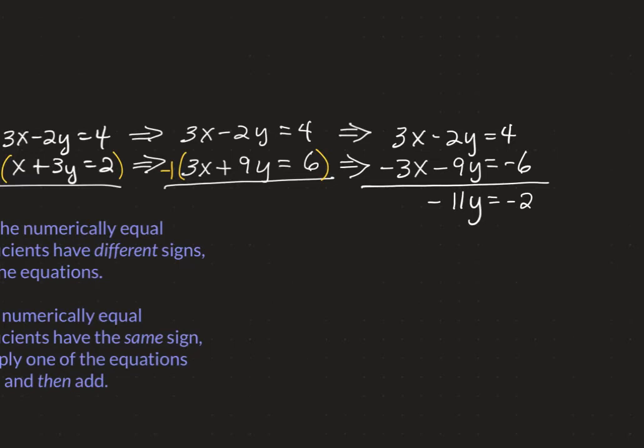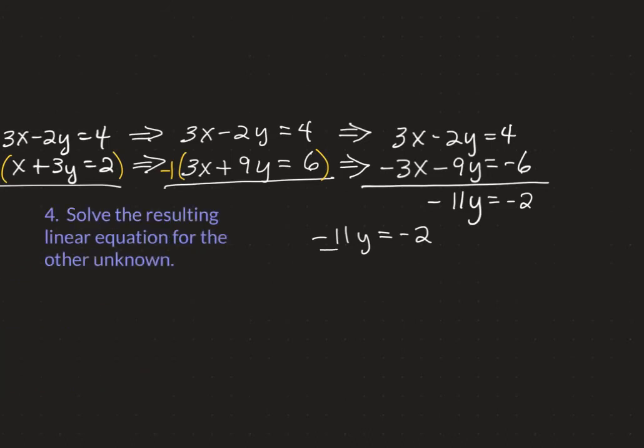So I'm going to take this equation, negative 11y equals negative 2, and solve it. y equals 2/11. No, I have not made an error. Yes, you may sometimes wind up with fractions or decimals or sometimes irrational numbers, depending on what we are working with here. But yes, that is the answer. Almost. We still need an x, right?